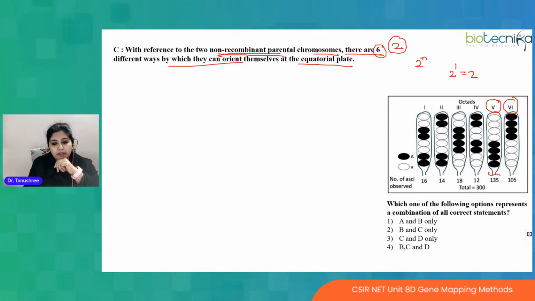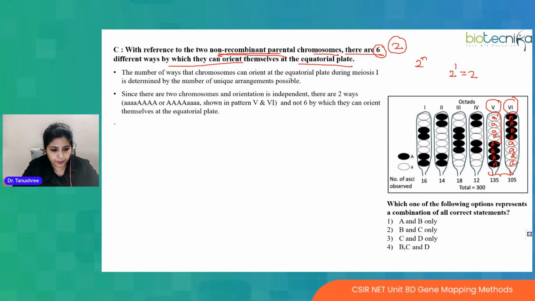Based on these we are getting this arrangement. You can see that this one indicates this allele arrangement, and this one indicates this allele arrangement. But over here in the 6th, this one is indicating this arrangement, with alleles over here, and this one with this allele over here. So 2 ways only, and it is even shown in the question. So statement C is incorrect. There are 2 chromosomes and orientation is independent, so 2 ways, already shown in 5th and 6th, and not 6, by which the chromosomes can orient themselves at the equatorial plate.